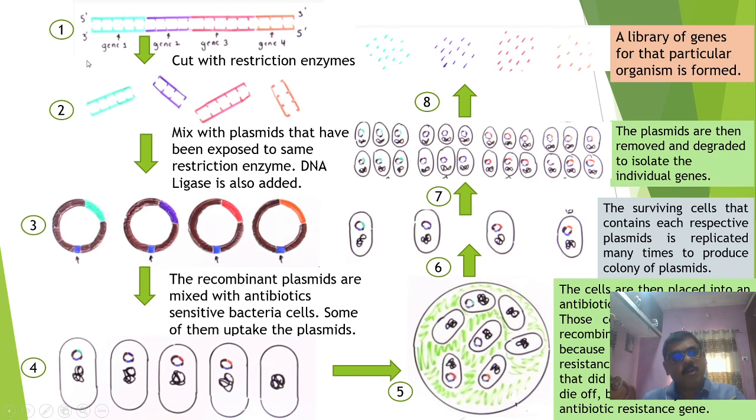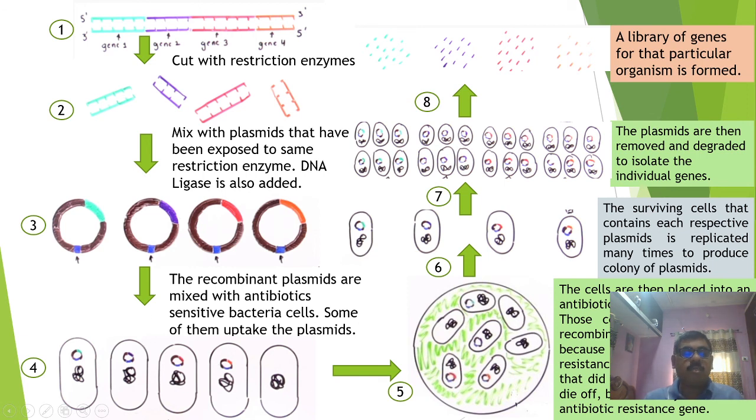We isolate and purify the DNA, and then cut it with the restriction enzyme. The plasmid is also separated and cut with the same enzyme and then mixed with DNA ligase. Then such a recombinant molecule will be formed. These recombinant molecules are then introduced into antibiotic sensitive cells.